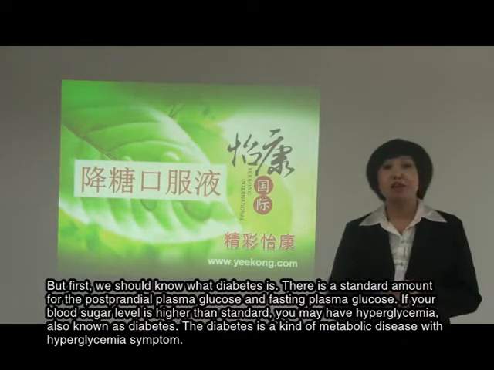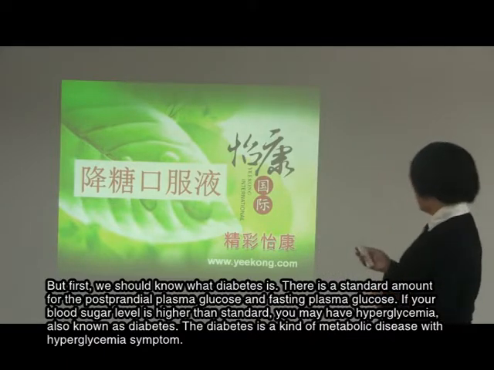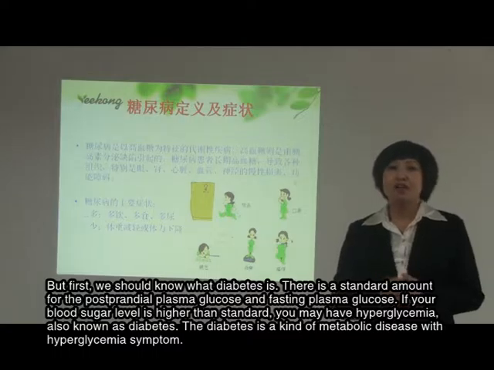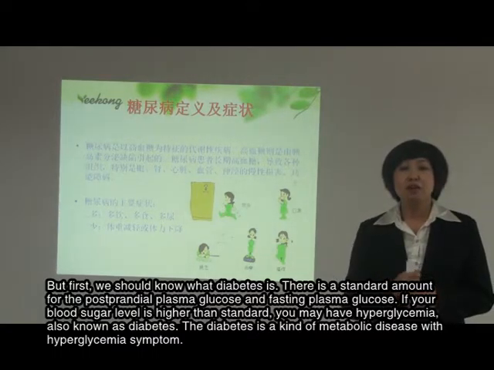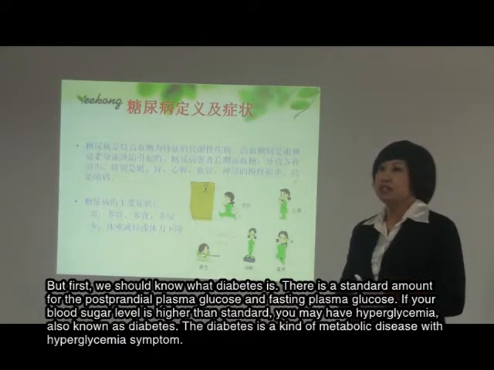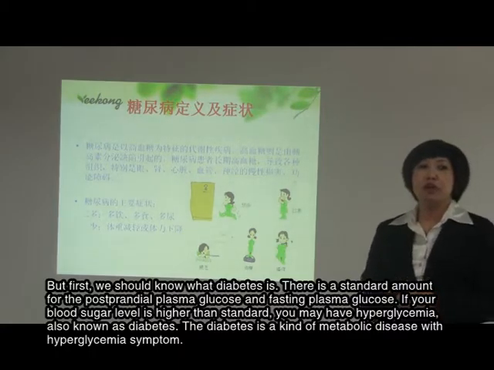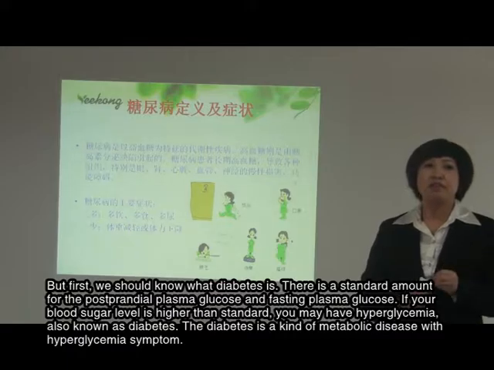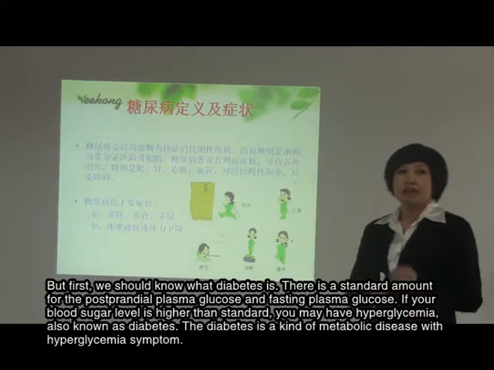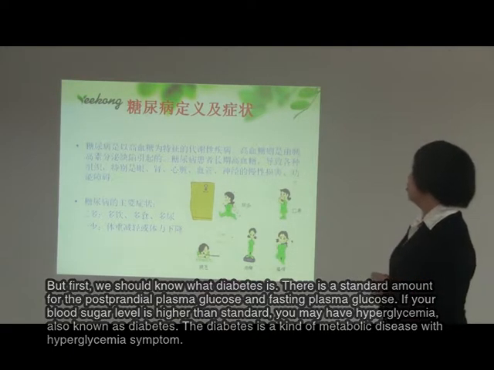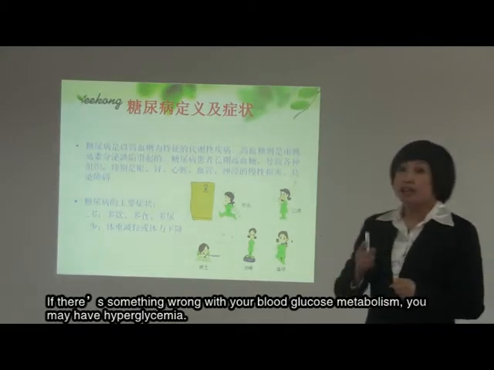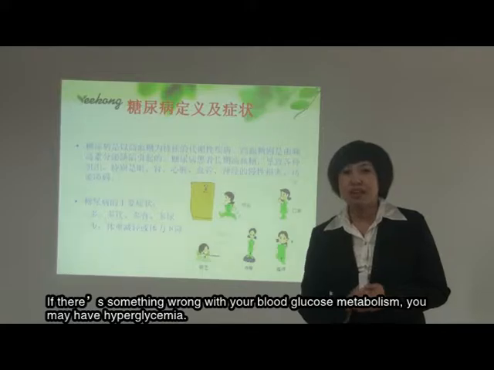There are standard amounts for postprandial plasma glucose and fasting plasma glucose. If your blood sugar level is higher than standard, you may have hyperglycemia, also known as diabetes. Diabetes is a kind of metabolic disease with hyperglycemia symptom. If there's something wrong with your blood glucose metabolism, you may have hyperglycemia.